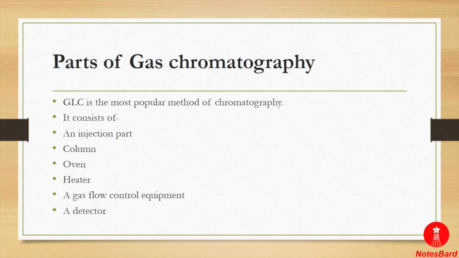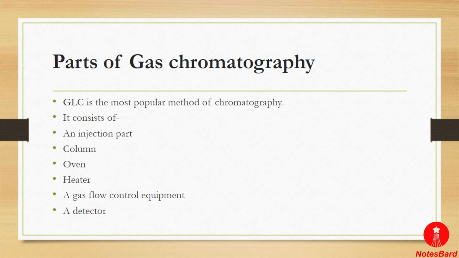This method consists of an injection part, a column, an oven and heater, gas flow control equipment, and a detector. The injection part is used to inject the sample mixture into the column, because the analyte which needs to be separated is used in a very small quantity, and it is injected into the machine with the help of a rubber septum at the injection port, using a small syringe.